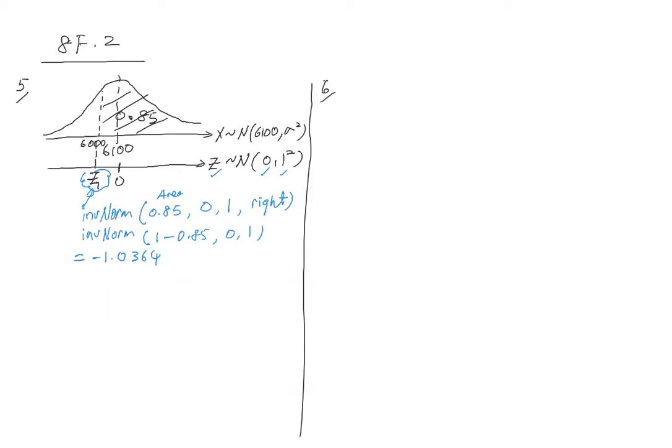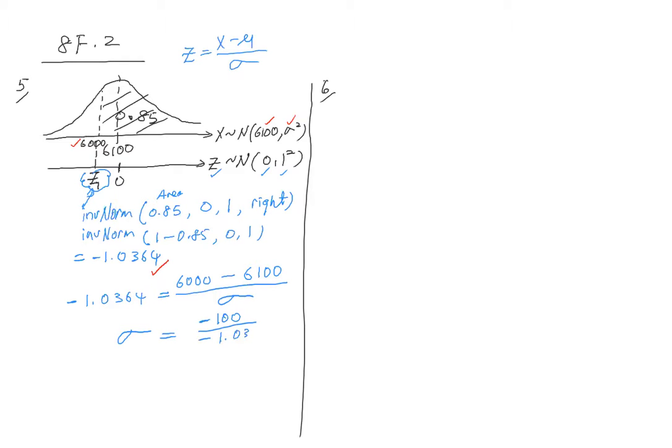Now, can you please write an equation that links this 6,000, the mean and the standard deviation? So I will write down negative 1.0364 is equal to, I'm using this one, X is my 6,000, the mean is 6,100, standard deviation I don't know. So that means the standard deviation will be equal to negative 100 divided by negative 1.0364. So you get the answer. Are you okay?